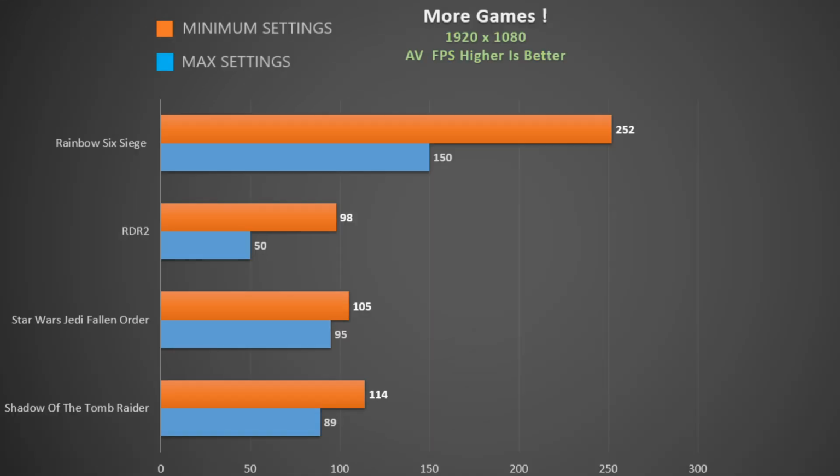Here are four more popular games, and you can expect decent frame rates in them all. Red Dead Redemption 2 is a tough one, but fortunately, it's not a fast-paced game. Competitive players will like 252 fps using low settings in Rainbow Six Siege.